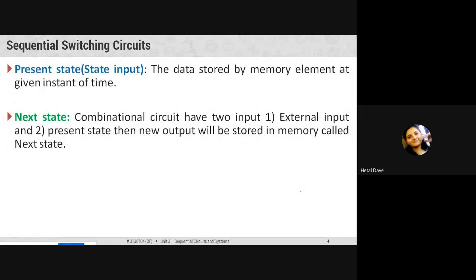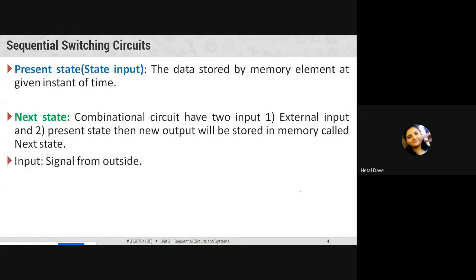So now when a new external input is applied, what is the present state? The one that was previously the next state, again it is the present state. Again external input and present state are applied, a new output will be generated. That will be called the next state for that external input and present state. Okay.